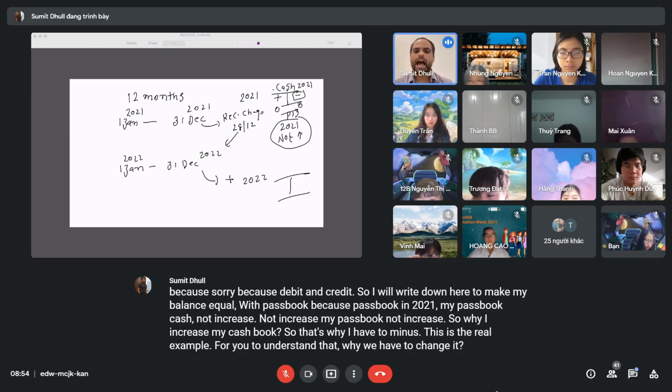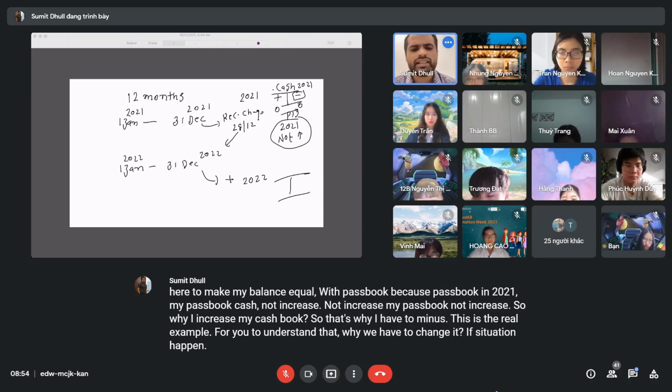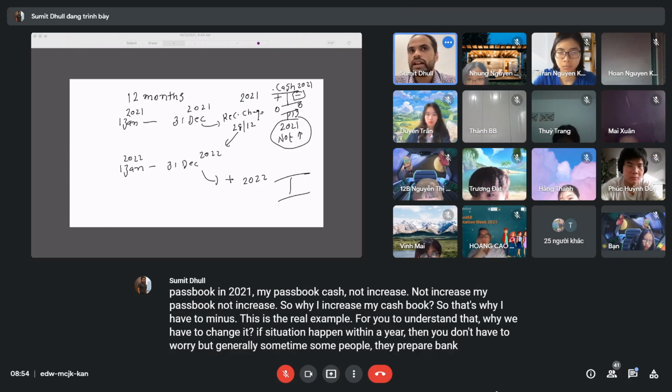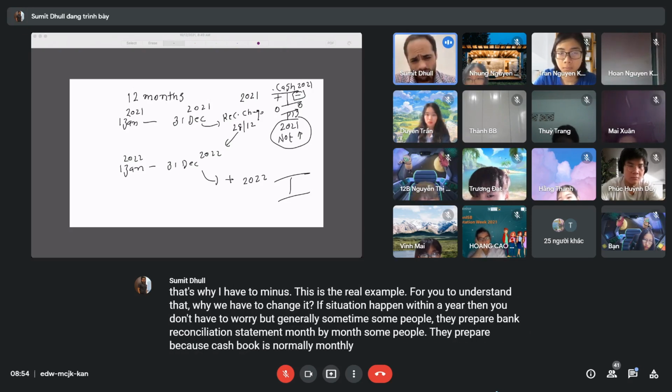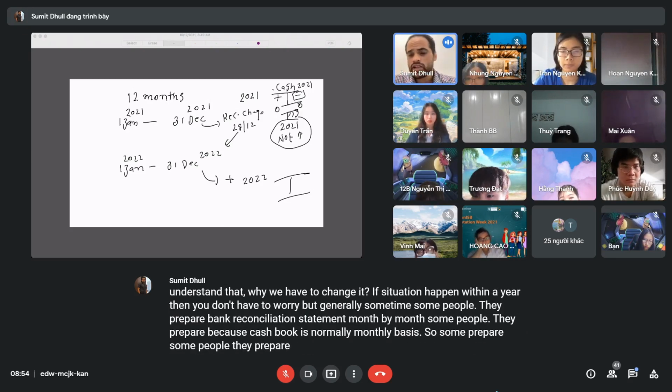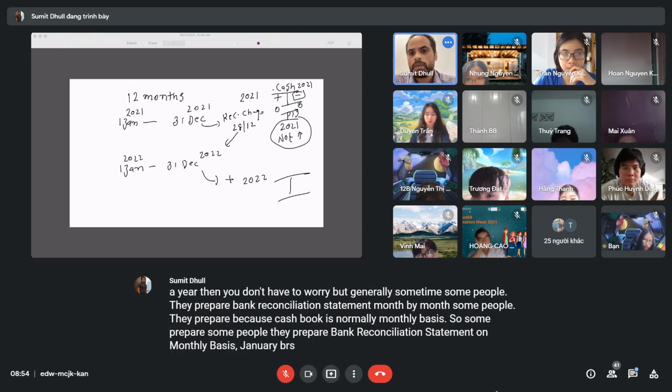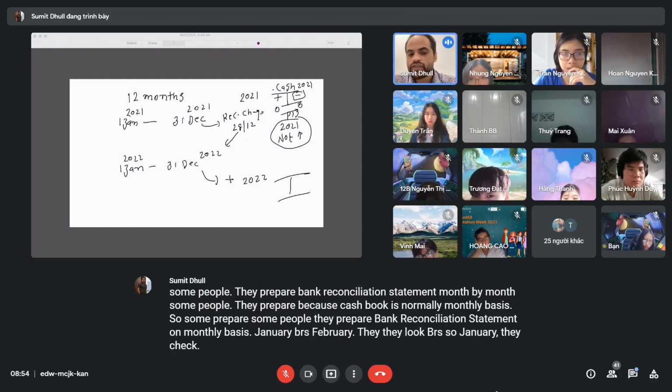If the situation happens within a year, then you don't have to worry. But generally, some people prepare the bank reconciliation statement month by month, because the cash book is normally on a monthly basis. So some people prepare a bank reconciliation statement on a monthly basis. January, BRS, February, BRS. So for January, they check whether they received the check in January or in February.